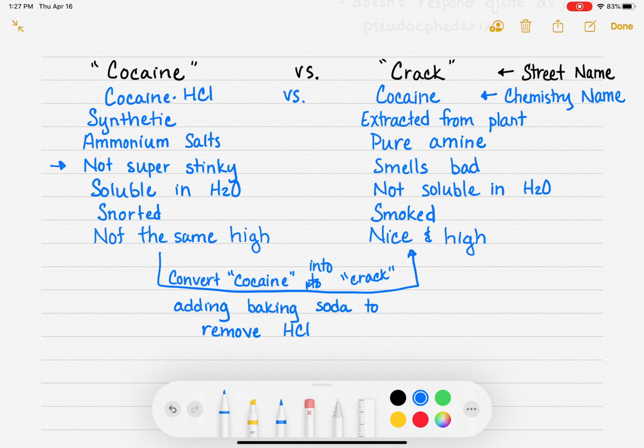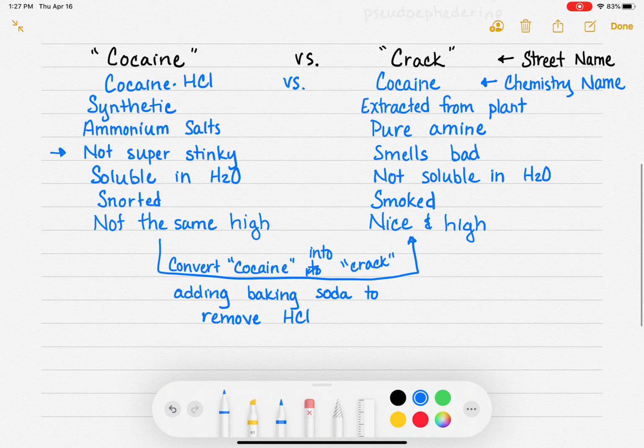The name crack comes from the crackly sound that it makes as it's being formed and also as it's being smoked. And then there you go. Then you can take that crack, you can smoke it, and you can get a more effective high.